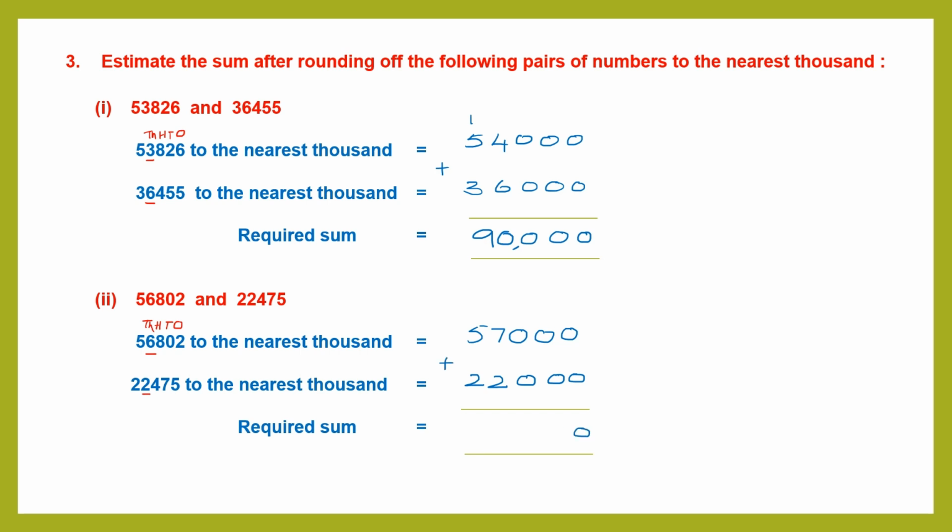So let's add it up. We have zeros here. 7 plus 2 is 9 and 5 plus 2 is 7. 79,000 is the required sum.